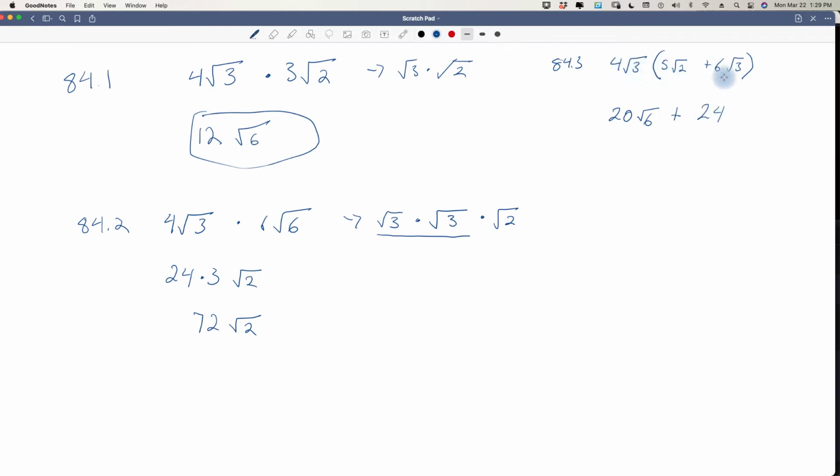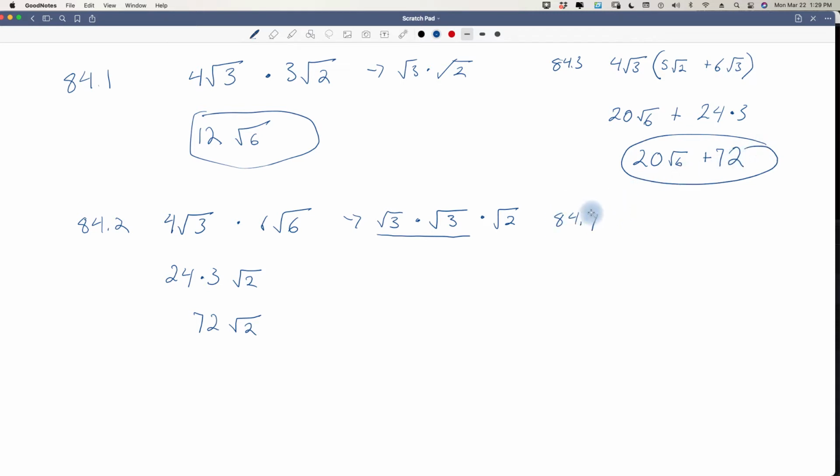And then we have the square root of 3 times the square root of 3. Well, those two radicals match up. We can pull them out as factors, and we can multiply. So we simplified to 20 times the square root of 6 plus 72. Okay, that would be your final answer here.